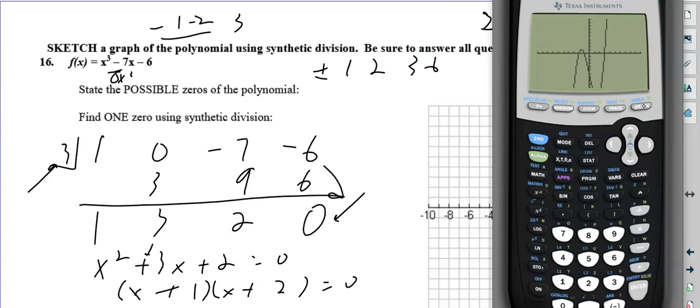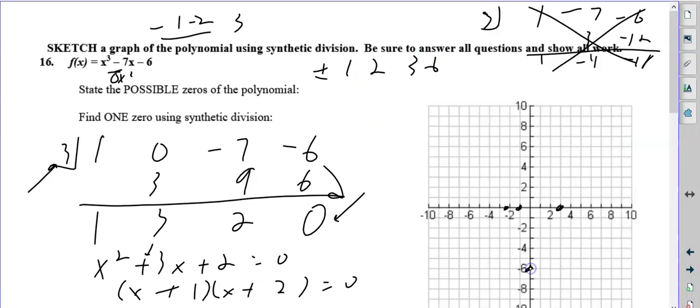There we go. What's my y-intercept? Just for the heck of it, might help. My y-intercept is negative 6. So I'm going to put a dot right there. Because that tells me it was doing this, coming down. That's good enough. Just a general idea.